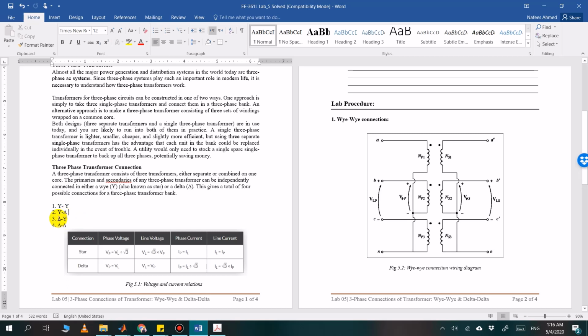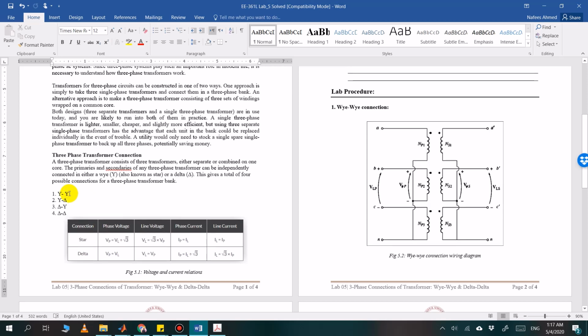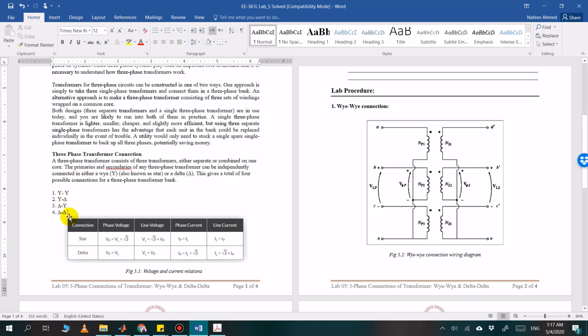In the same way, we have this third one, which means the primary side is connected in delta and the secondary side is connected in Y. And this is the fourth one, which means the primary and secondary both are connected in delta configuration. So these are the two main connections, Y and delta.